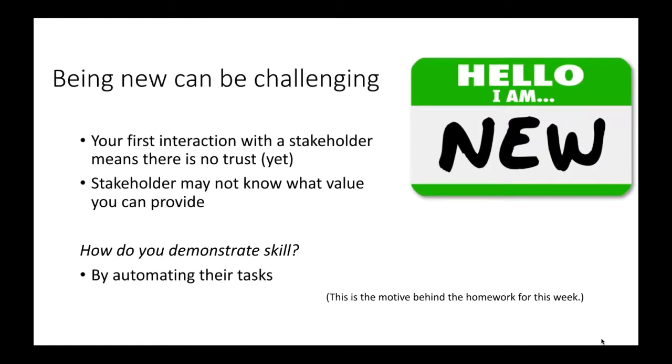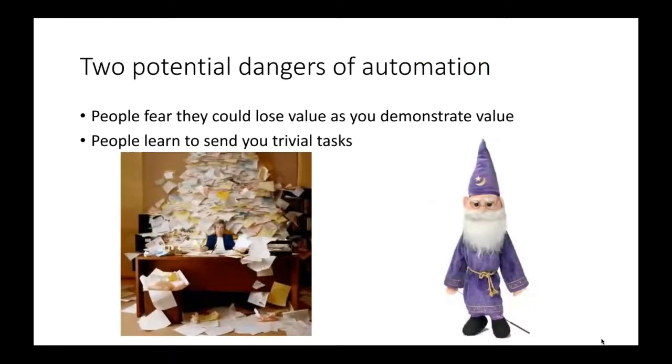It's also a really dangerous thing, right? If you're automating their task, which is the motive for the homework this week, there's a couple of different dangers. So the dangers of offering other people help is twofold. One is they start sending you trivial tasks. They're just like, this is boring and stupid, and I can't automate it, but you know, I'm trying to provide value, so try to avoid that loop.